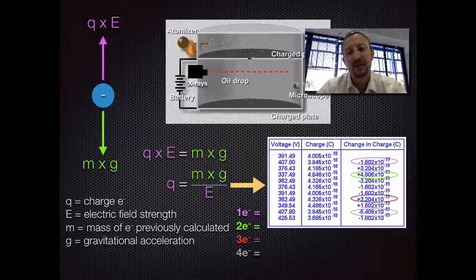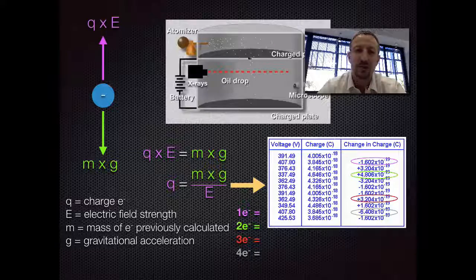But the key thing to understand is that the difference between the charges was of a quantized amount. It's never higher or lower. It's always the same difference. This is because an electron has the same charge. It's never higher or lower or bits of a charge. It's always quantized. So from this, he deduced that the charge present on an electron was 1.6 times 10 to the negative 19 coulombs.